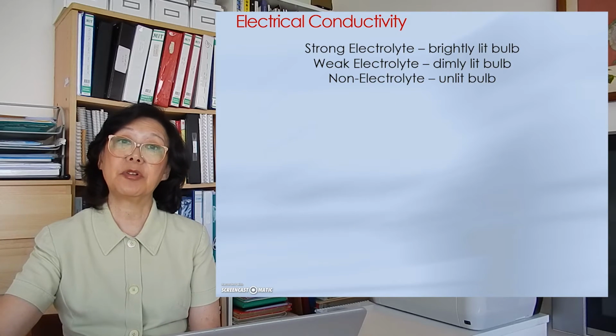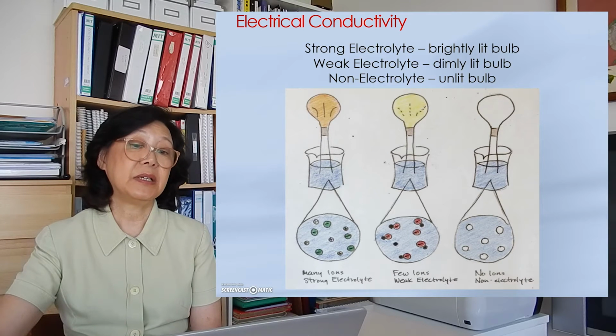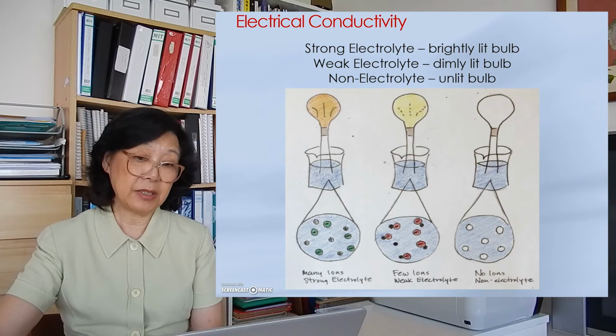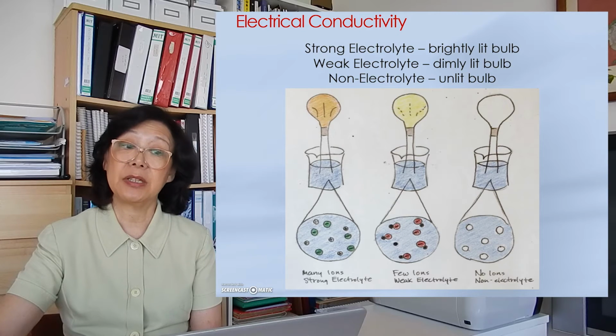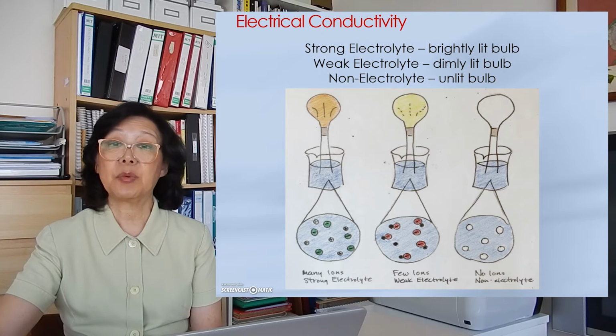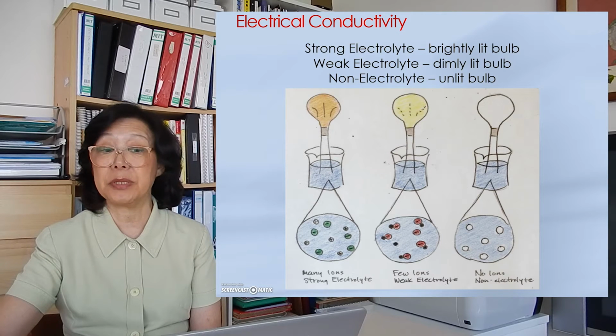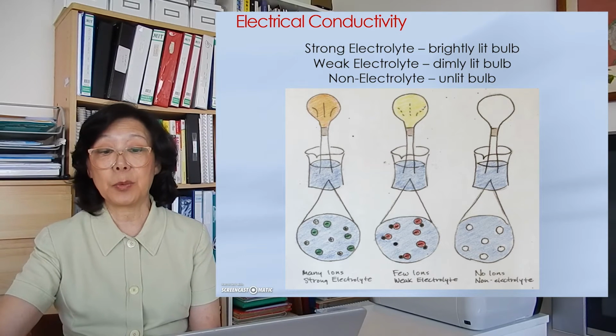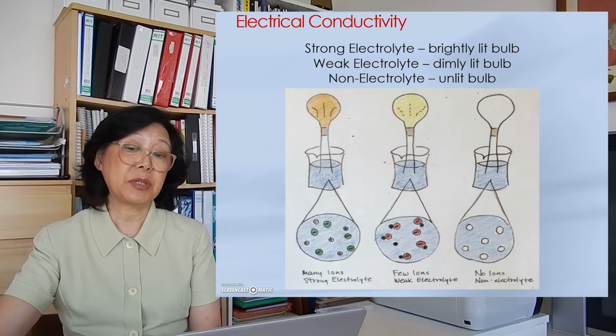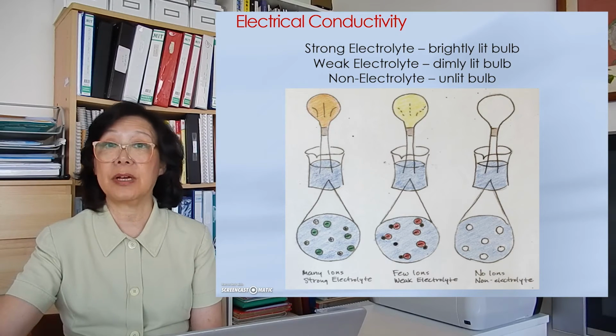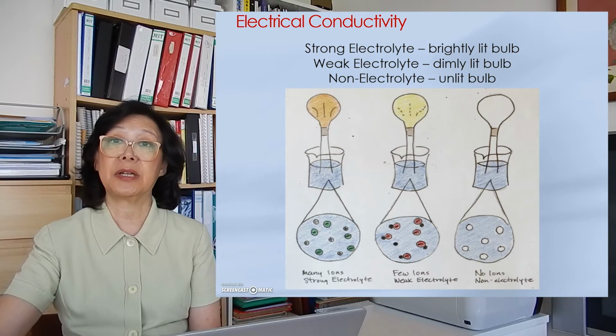So here is a diagram showing the light bulb in a strong electrolyte. On the left-hand side, the light bulb is strongly lit up. The one in the middle is immersed in a weak electrolyte where the light bulb is very dimly lit. And the one on the right is the light bulb with the electrode in a non-electrolyte molecular compound, and it is not lit up.